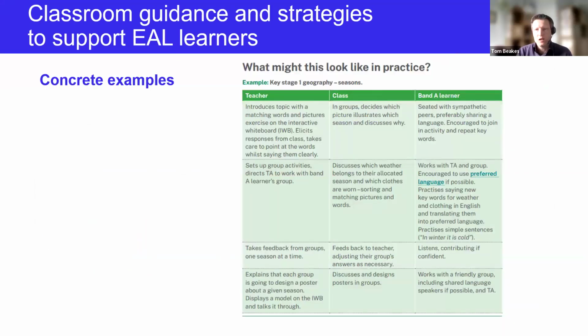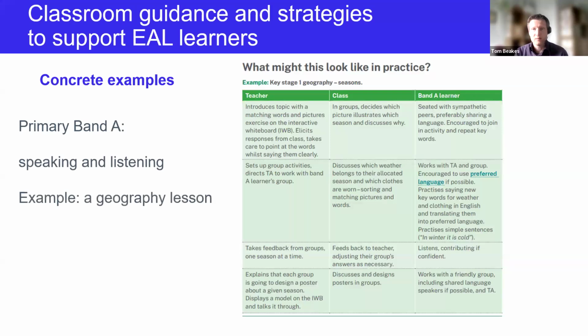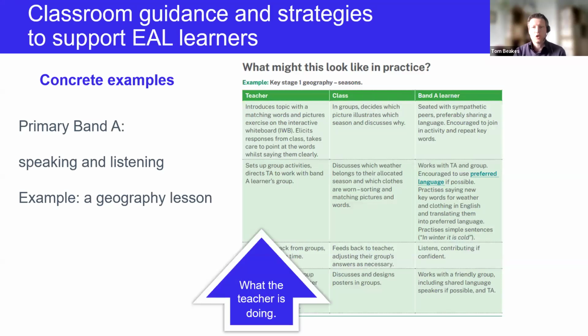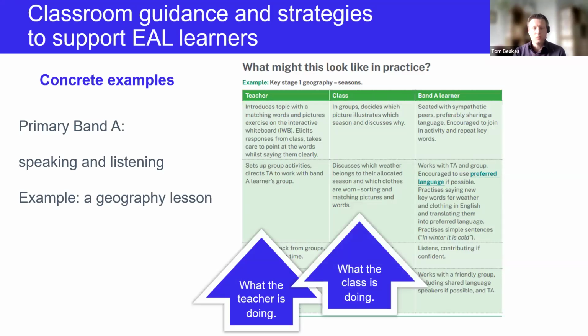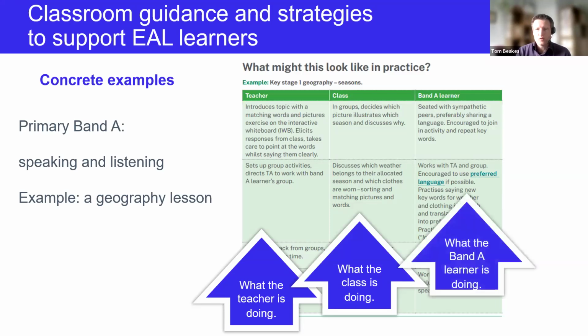Another useful feature is that each skill section within each band comes with an example of what this might look like in practice. So for primary Band A, in the speaking and listening section, for example, there is a description of a geography themed lesson about the seasons. And this is presented as a table with one column showing what the teacher is doing, another column talking about what the class are doing, and the third column describing what an individual pupil using EAL at that level, so what a Band A learner in this case, would be doing at each stage of the lesson.